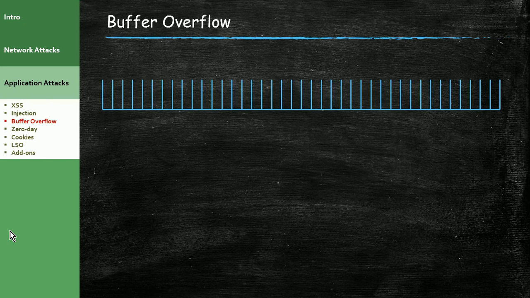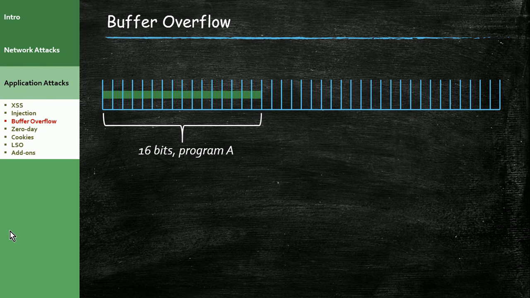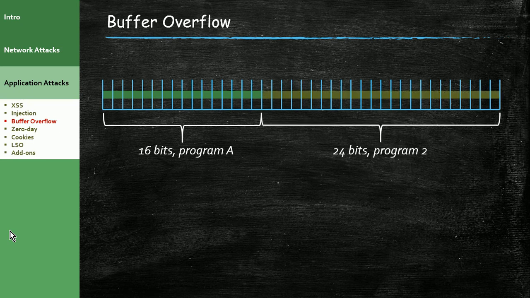This is not very big, but this is just to demonstrate the concept. So let's say program A is in runtime, and program A needs to write 16 bits to memory. So it's going to ask for 16 bits of memory, and it's going to get usage of 16 bits of memory. And then program number 2 comes along, and it needs 24 bits of memory. So it's going to get allocated 24 bits, and it's going to start using that 24 bits of memory to store variables and so forth in runtime.